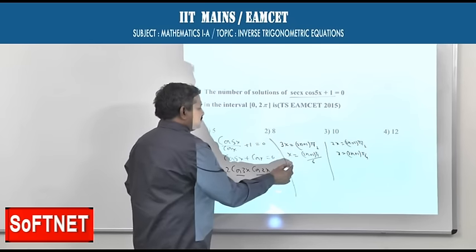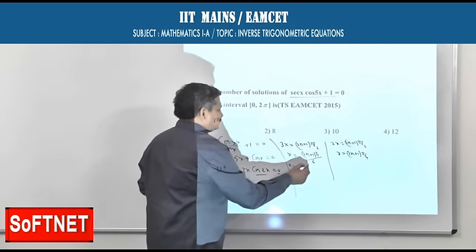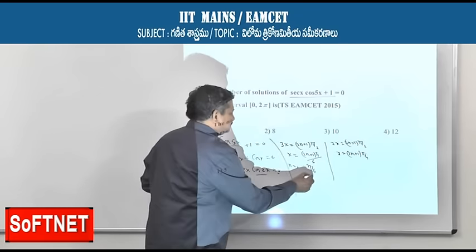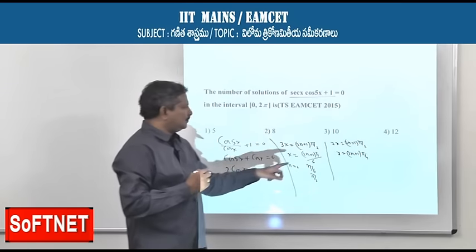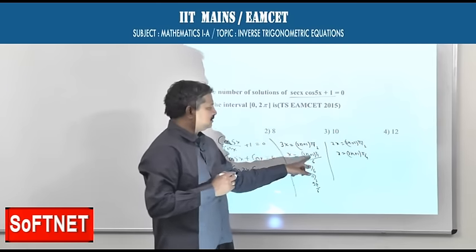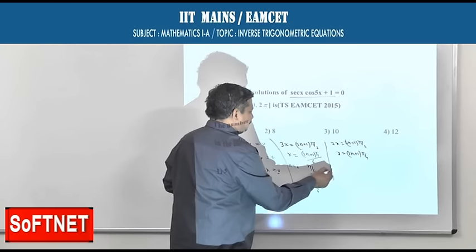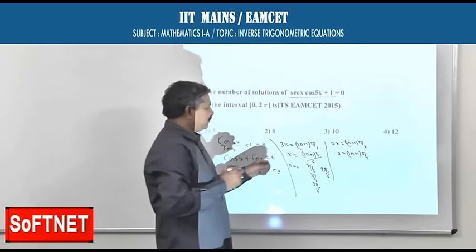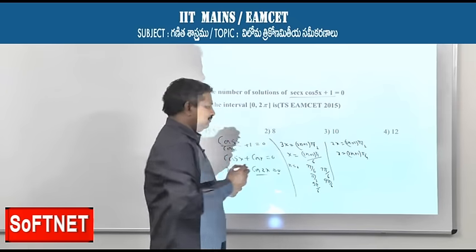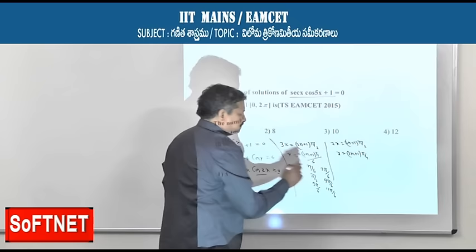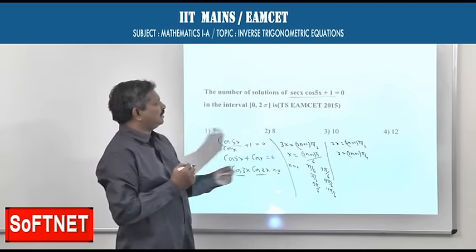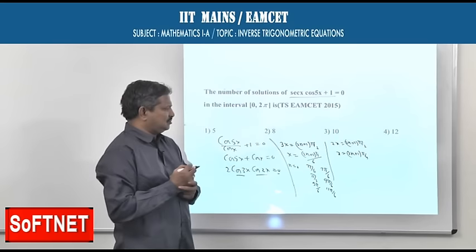So I will write: n equal to 0, pi by 6. n equal to 1, 3 by 6 means 1 by 2, pi by 2. n equal to 2, 2 into 2 plus 1, 5 pi by 6. n equal to 3, 2 into 3 plus 1, 7 pi by 6. n is 4, 9 pi by 6. n equal to 5, 11 pi by 6. n equal to 6, 13 pi by 6, which is 390 degrees, it is crossing 2 pi, so better we stop here.